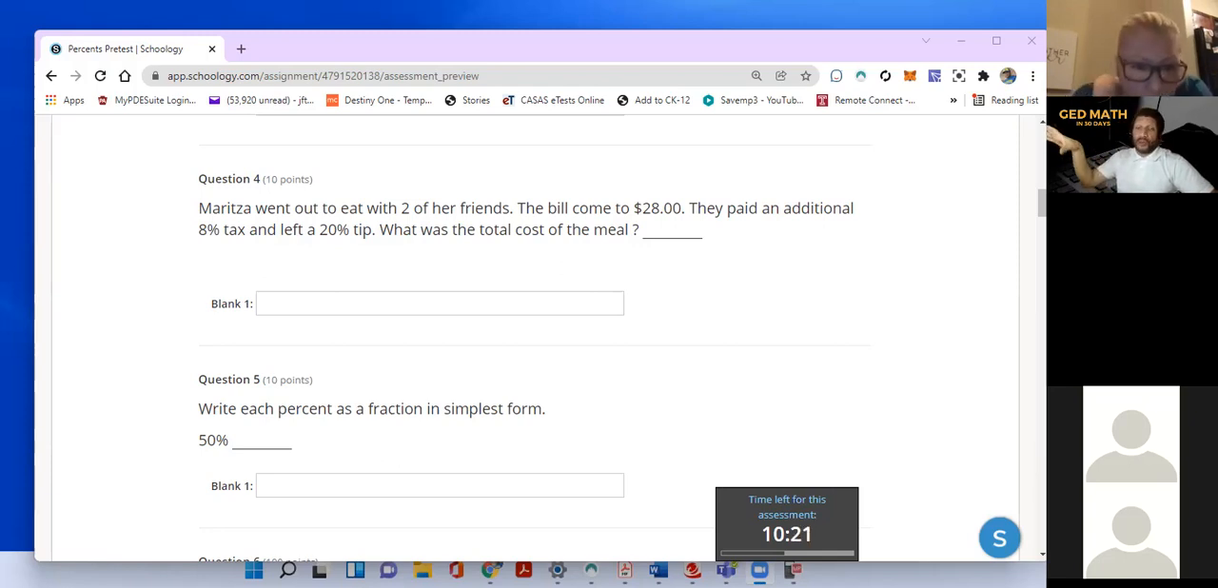What was the total cost of the meal? So we know that cannot be an answer, because we know the final bill was $28. The total has to be more than $28 because we have tax and a tip. So make sure we understand what type of answer we expect. We want the total cost of the meal.